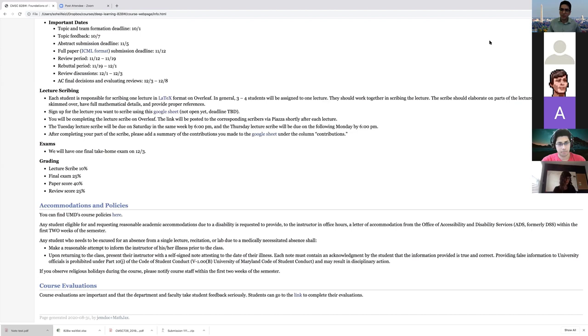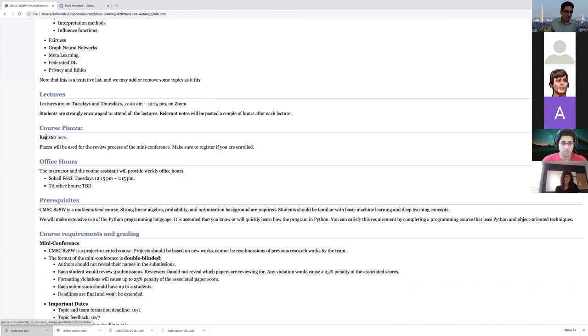Okay, one more question. Is there some online forum where we can try to form groups? Yes, I think I skipped it. There is a Piazza link here, so you should register for that, and there you can post your ideas and form a team on Piazza. It's very easy to use if you haven't used it before.